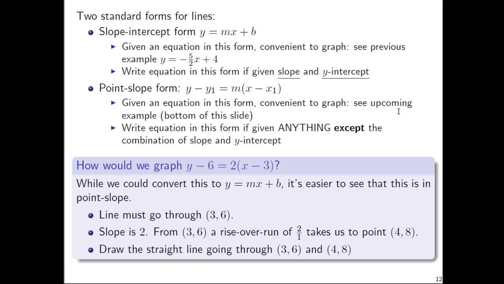Now, I want to really dig into this thing about if you're given the slope and the y-intercept, and you need to write the equation for the line, then use slope-intercept form. Use y equals mx plus b. If you're given any other combination of stuff, and I really mean it, any other combination of stuff, then the point-slope form is always faster.